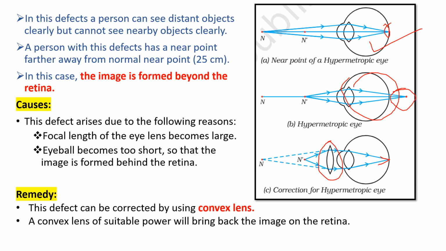Correct? So this defect arises because the focal length of the eye lens becomes large, or the eyeball becomes too short, so that the image is formed behind the retina. I hope myopia and hypermetropia are well understood by everyone. In myopia, the person cannot see far objects clearly, and in hypermetropia, the person cannot see near objects clearly.